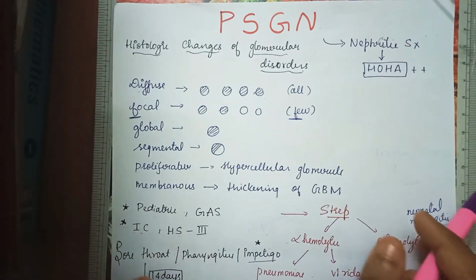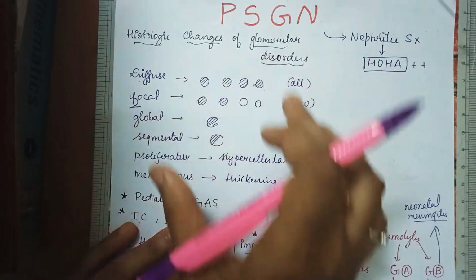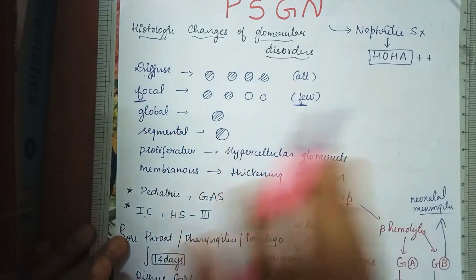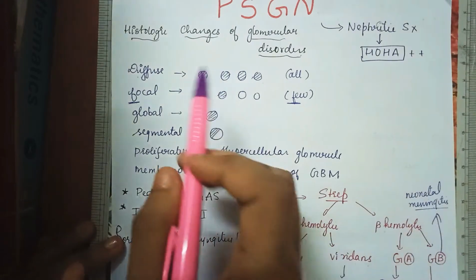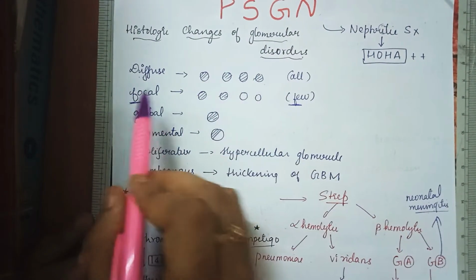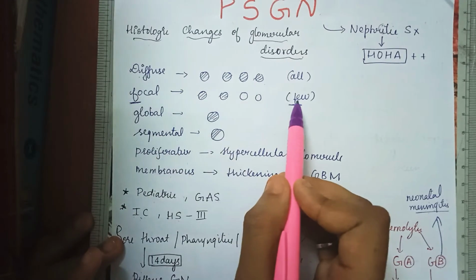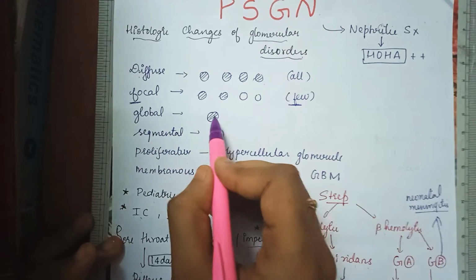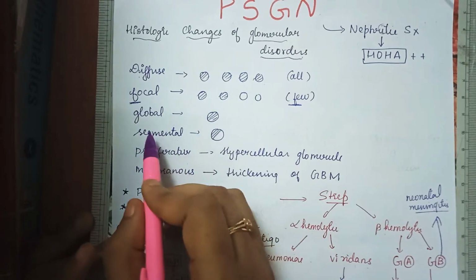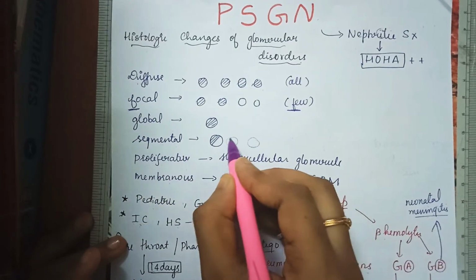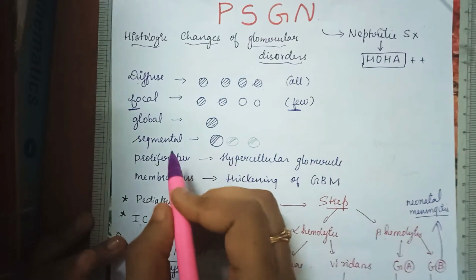So before starting this, again a few basics. These are basic histological findings. Normally in this chapter, the entire histological findings are based on these points. So first let us understand this. Whenever you hear the word diffuse, this is nothing but all the glomeruli. Whenever we hear the word focal, this is only a few glomeruli. Whenever we hear the word global, it is the entire glomerulus. Whenever we hear the word segmental, this means part of the glomerulus. There may be many, but only part of the segment is involved.